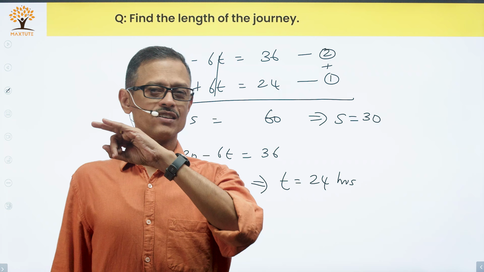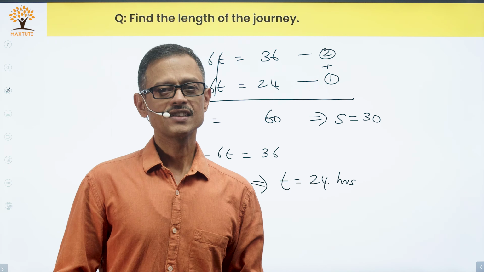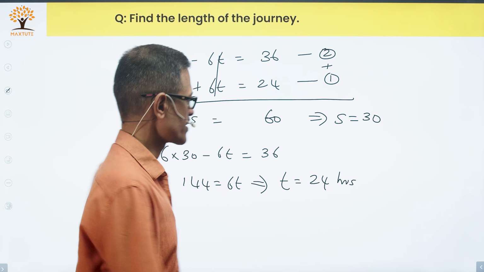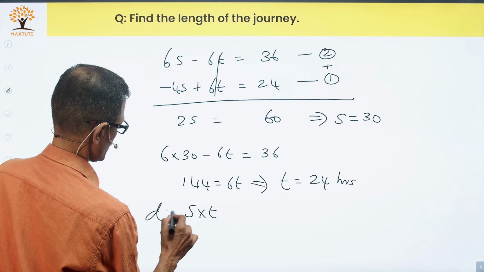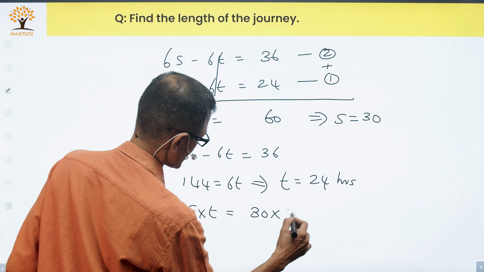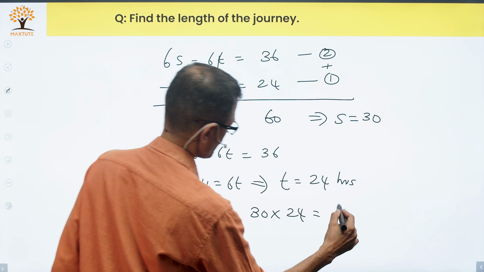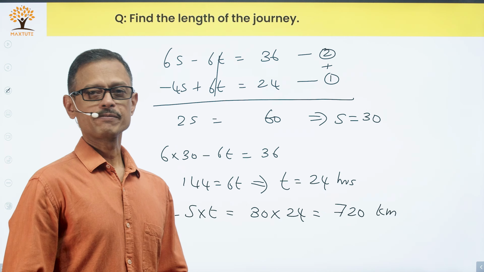Not just the speed, not just the time. Those are intermediate steps for us to arrive at the answer. The question asked is, what is the distance traveled? Distance we know is equal to s into t. So speed is equal to 30 kilometers per hour. For how many hours did it travel? 24. So 30 times 24, 720 kilometers is the distance traveled by the train.